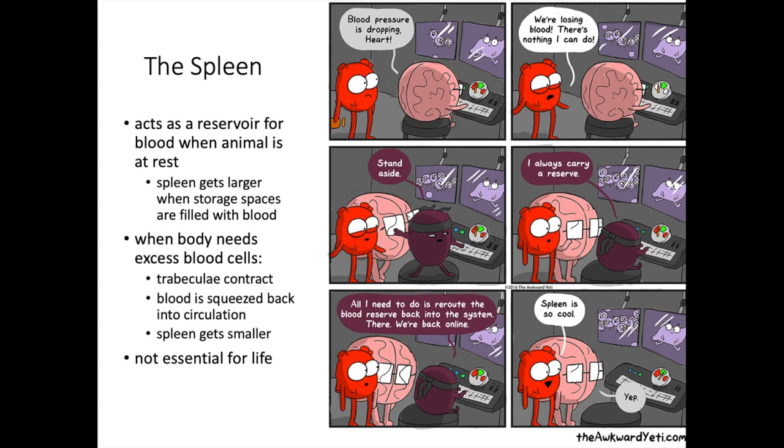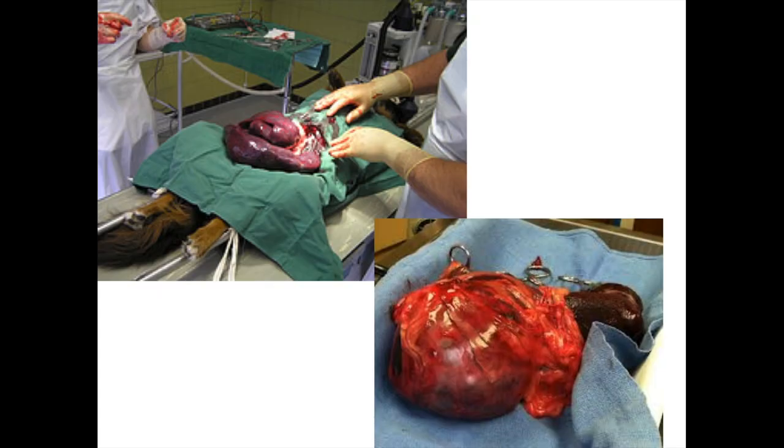Now, the spleen sounds really important, and it is really important, but it's not essential to life. So a lot of times as animals age, especially large dogs, they can get tumors on their spleen. And of course, an option, depending on the health of the animal and the likelihood that the tumor is going to spread or not, but surgery sometimes is an option. So animals can live without their spleens.